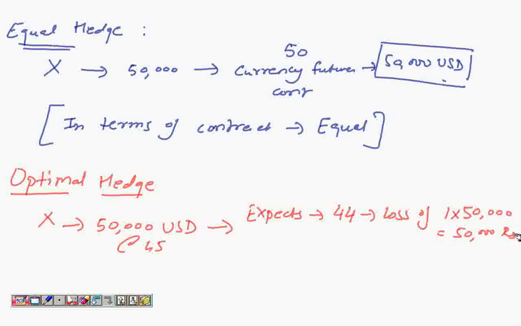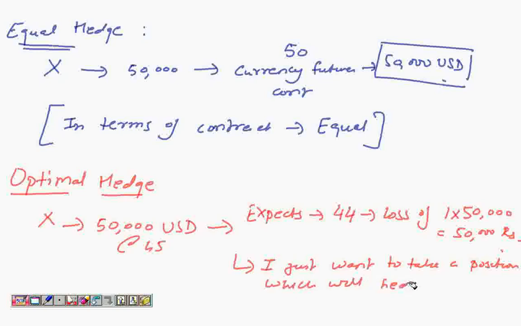So what he does is, instead of taking a position which is an equal hedge, he takes a position in the currency futures market which will hedge for 50,000 rupees, which is his net gain or loss. So he might say, okay, for 50,000 rupees, if you're looking at 45, he can take a position of how much?